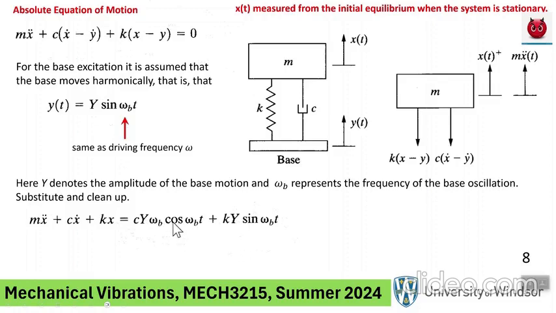I don't know. These angles are the same, right? So you can say that the right-hand side is either cosine omega t or sine omega t, with a phase angle, and the magnitude of that sinusoidal motion is the square root of cy omega b squared plus ky squared.